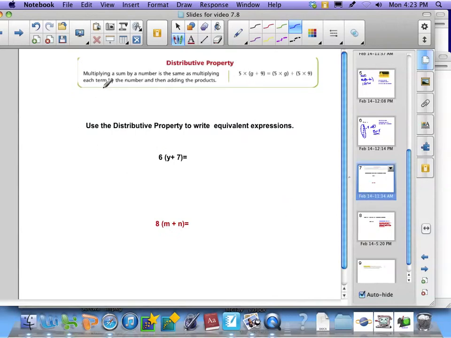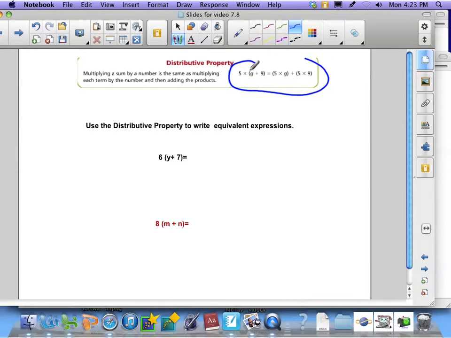Remember the distributive property: multiplying a sum by a number is the same as multiplying each term by the number and then adding the products. 5 times g plus 9 is the same as 5 times g plus 5 times 9. Distribute means to give out. So a couple equivalent expressions here: 6 times 7 plus y is the same as 6 times y, and add that to 6 times 7.